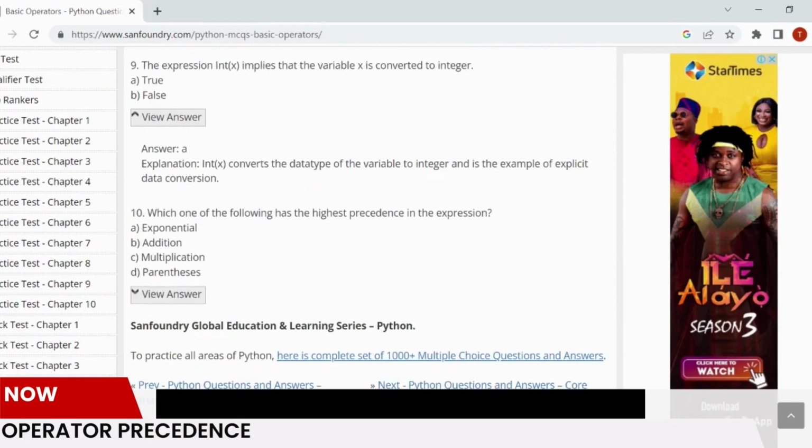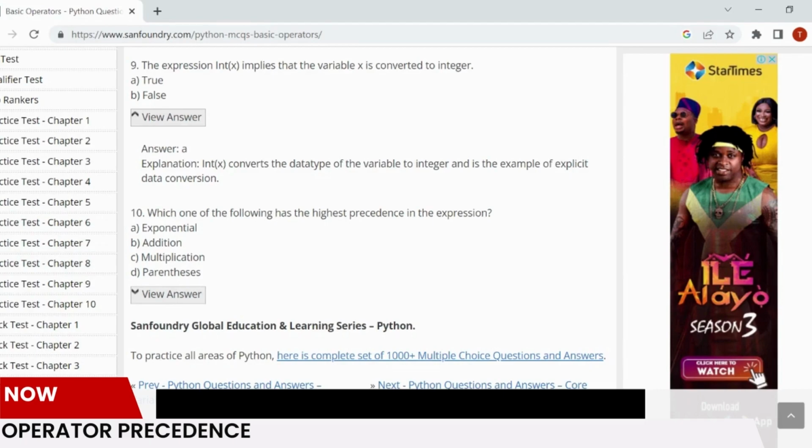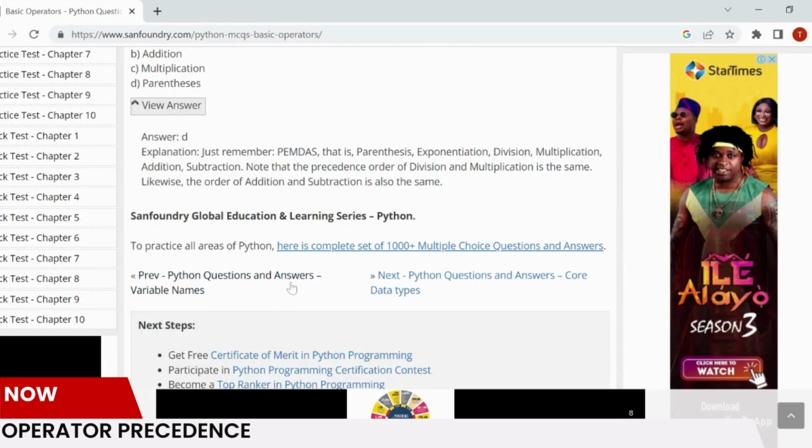Which one of the following has the highest precedence in the expression? Don't forget your BEDMAS or PEDMAS, whatever you want to call it. Here we have exponential, and multiplication is more than addition. Then we still have parentheses, so parentheses has to be the answer. That's the highest level of precedence. So that's D. I think that's all for that.